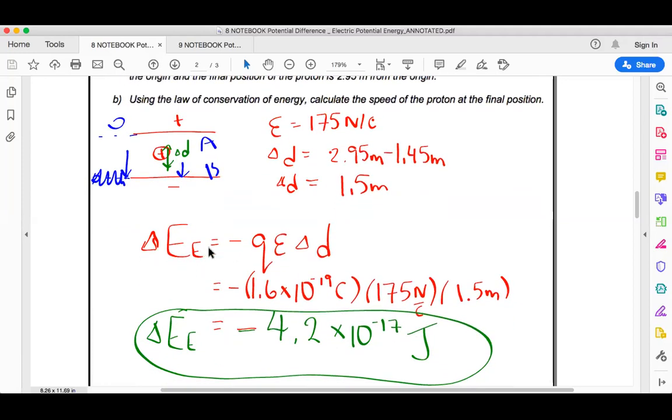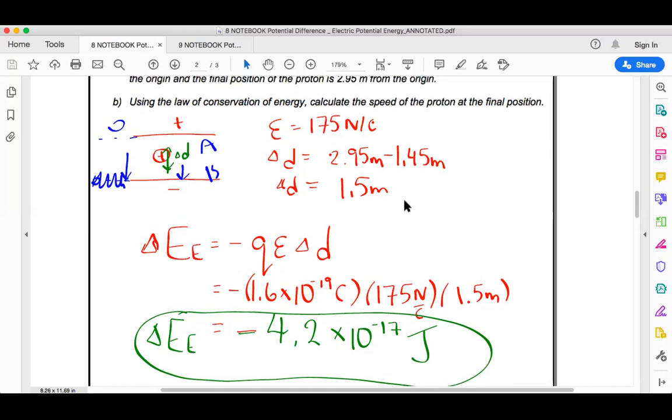To find delta EE, we can use this negative qEd equation. And then we sub in, so we would look up that the charge on a proton is 1.6 times 10 to the minus 19 coulombs. That's the same as the charge on an electron as well, but we'd sub it in as negative if it was an electron. So positive, that value, we have this negative here. Epsilon is given, 175 newtons per coulomb, times delta d is 1.5 meters.